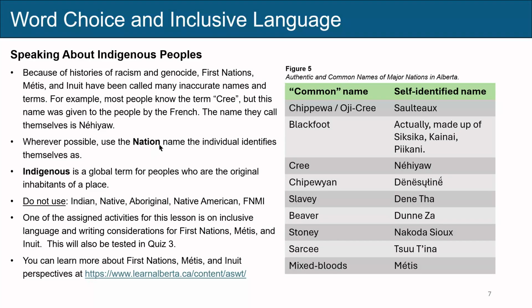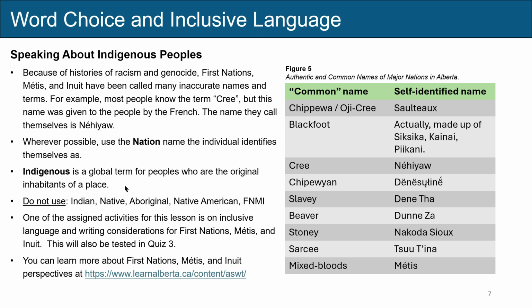So this is a consideration if you are ever writing about First Nations, Métis, and Inuit. Other things to be aware of is the term Indigenous, quite frankly, right now is overused. Indigenous is a global term for people who are the original inhabitants of a place. So I have a friend who lives in Germany whose ancestors have lived in Germany for as long as she can go back in her genealogy. She is considered indigenous to Germany.